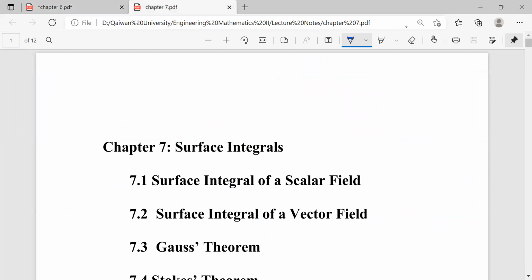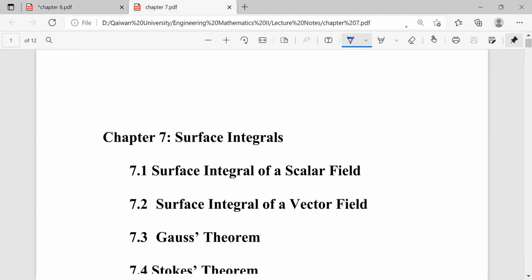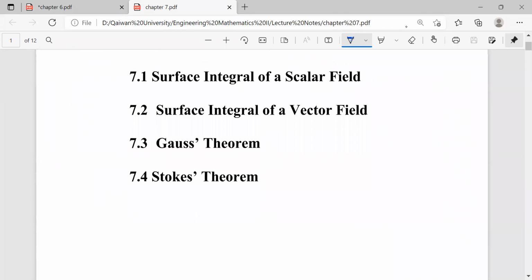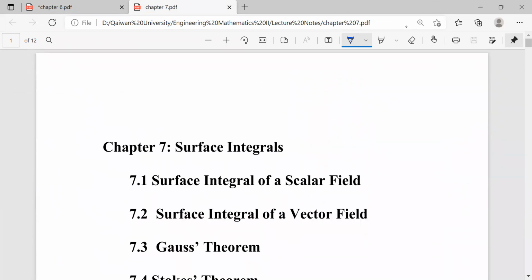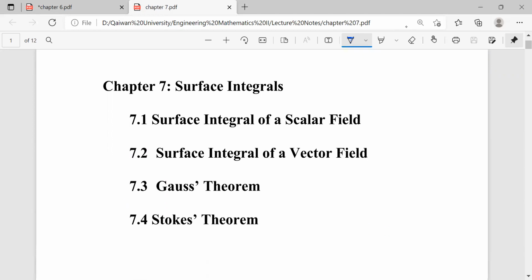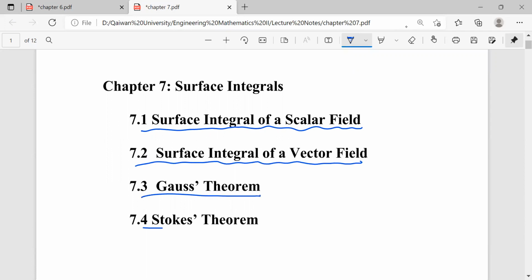And you have surface integrals. In this chapter, it's the last chapter. Chapter 7 is the last chapter of this semester. And in this chapter, we have 4 sections. In the first section, we just talk about surface integral of a scalar field. In the second one, we have surface integral of a vector field, then Gauss theorem for surface integrals and Stokes theorem for surface integrals. Okay.